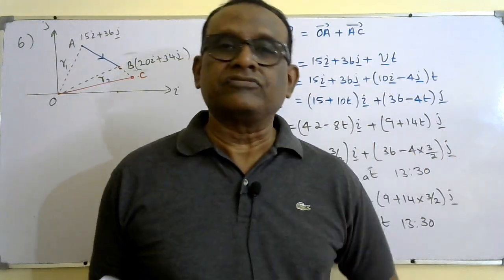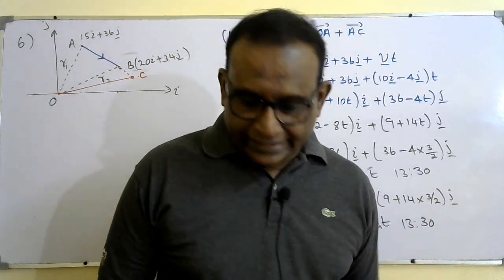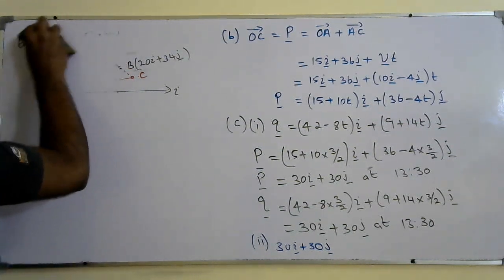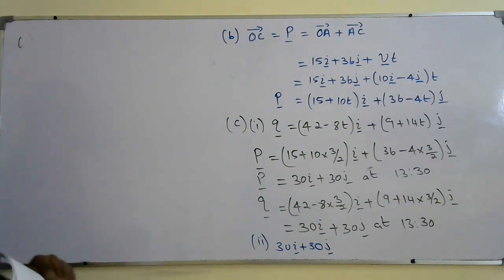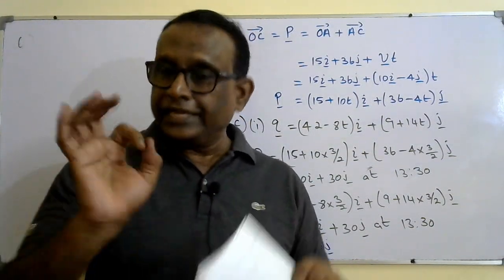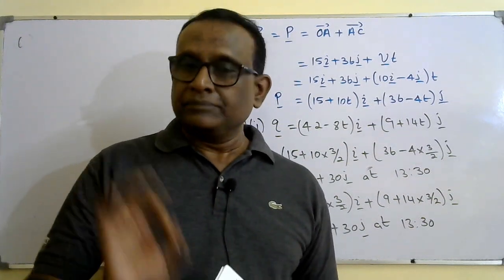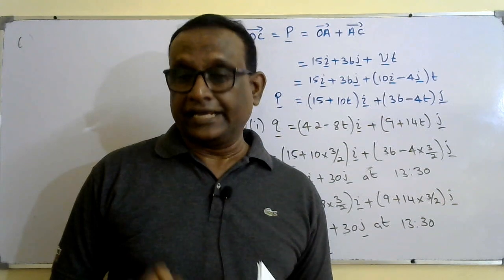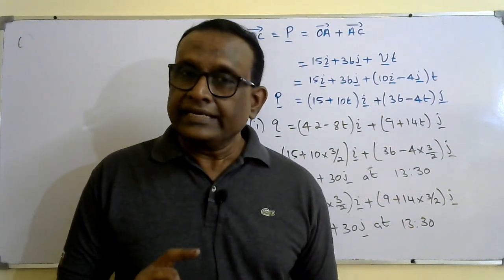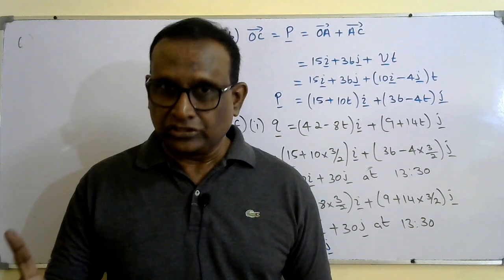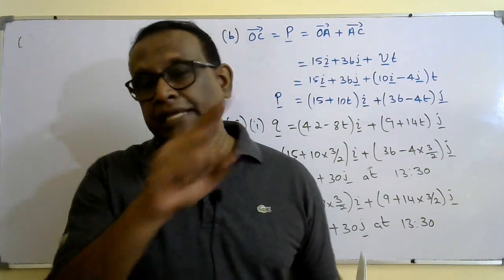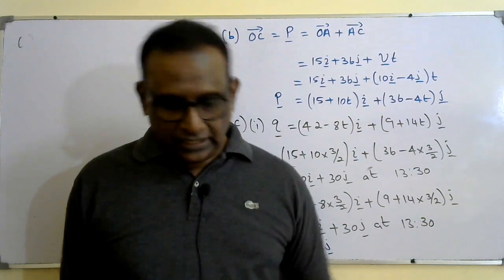Find the exact distance between P and Q at 2:30 p.m. The idea is that at 2:30 p.m. I need to find the exact position of P, that is OP, the position vector of P, and the position vector of Q, that is OQ. O is the origin. Then I should find the position vector PQ and then find the magnitude of it.